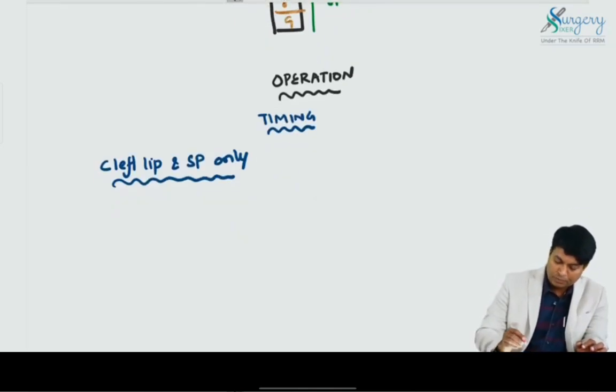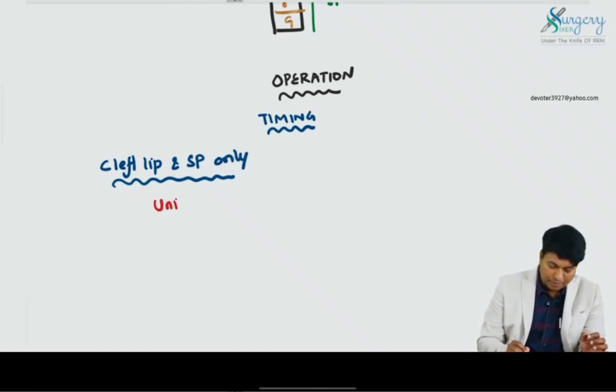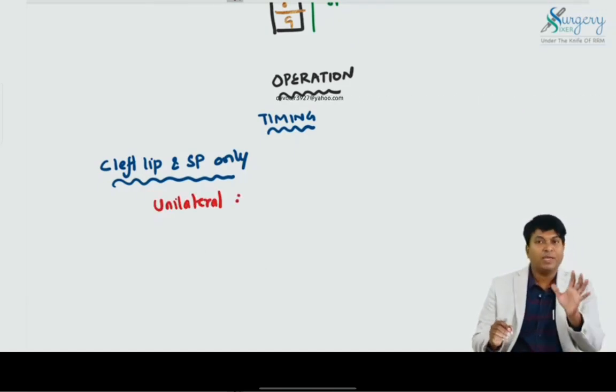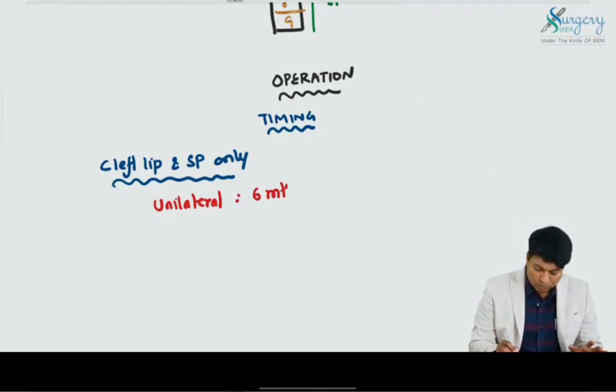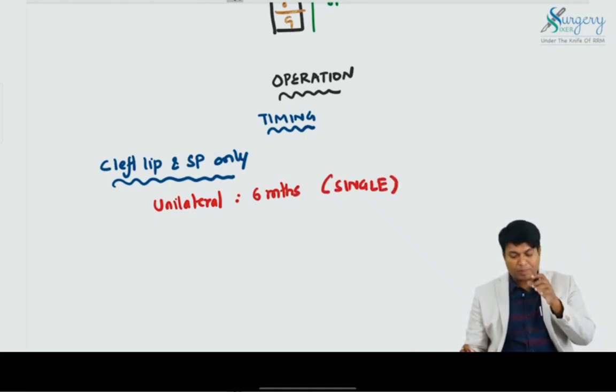What am I going to do? If it is unilateral cleft lip and soft palate, we can do a single surgery at 6 months. One surgery, single-time surgery at 6 months.